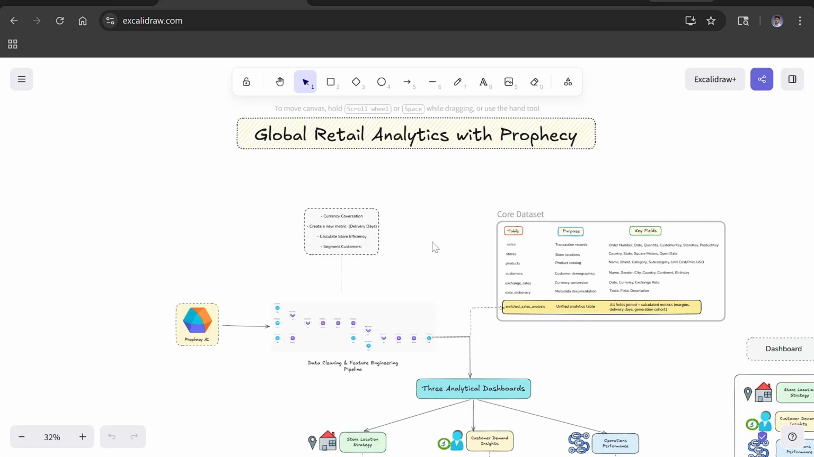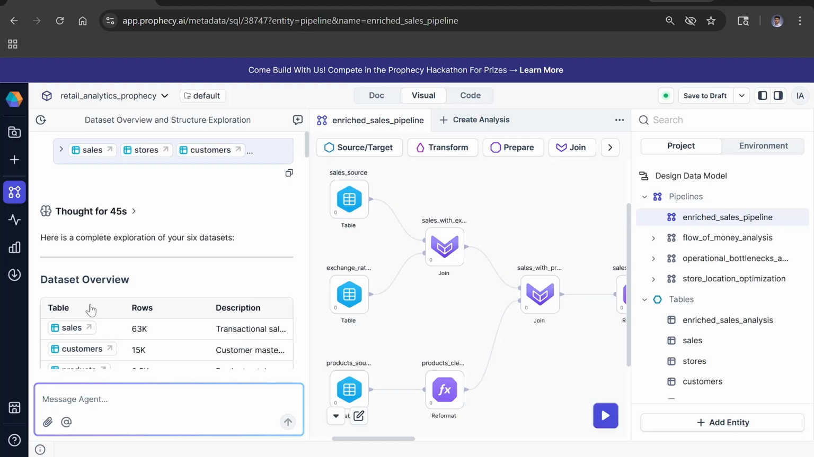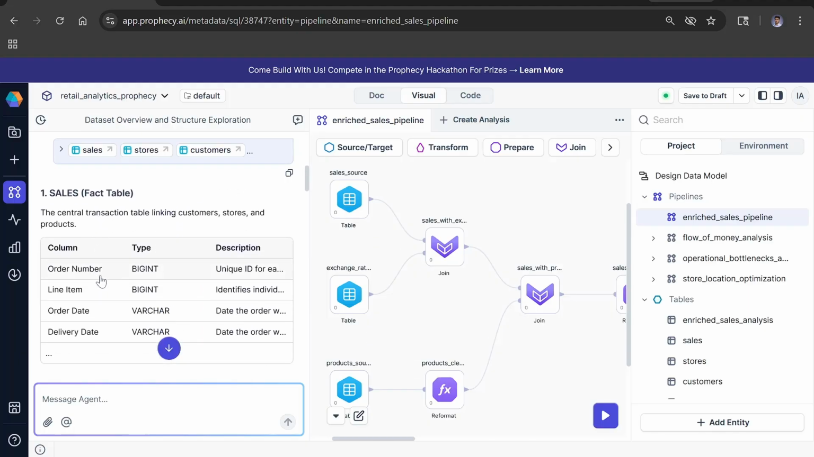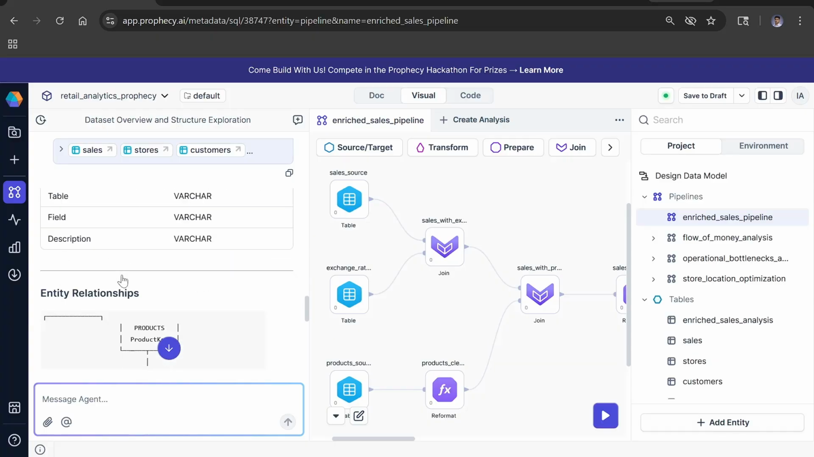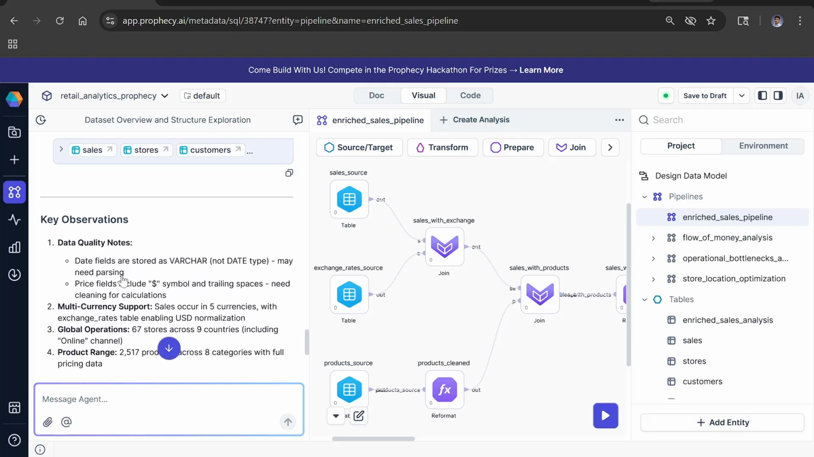And I have built this entire analytics project with Prophecy's AI agent. First, I imported all the tables and asked the AI agent to do some exploratory data analysis. It gave all the description of the tables and their columns. It also built me a beautiful ER diagram showcasing star schema. It gave some key insights about the data.